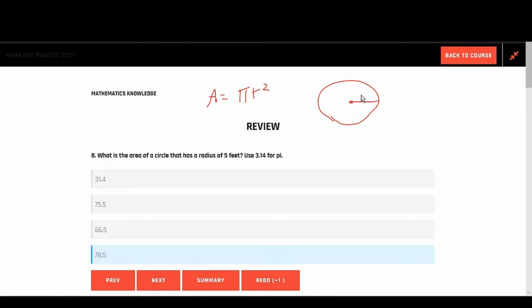We're told the radius is 5 feet. Again, we have the area formula here, so let's go ahead and work this one out. Pi r squared is the formula to find the area of a circle. We know the radius in this case is 5, so that's going to be squared. We're told to use 3.14 for pi. And we know 5 squared is 25. So now we have to do 3.14 times 25, which looks like this.